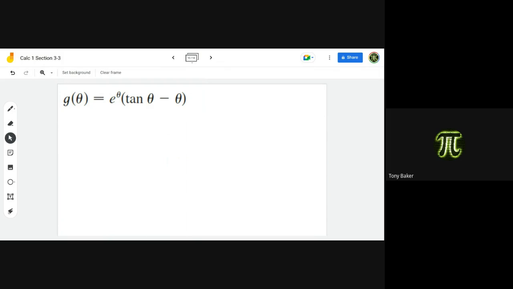Which rules should you use for this one? Product. Because you have a product. If you were to distribute it first, you'd end up having two products, which would not probably make your life a lot easier. But yeah, you have to use the product rule for this one.